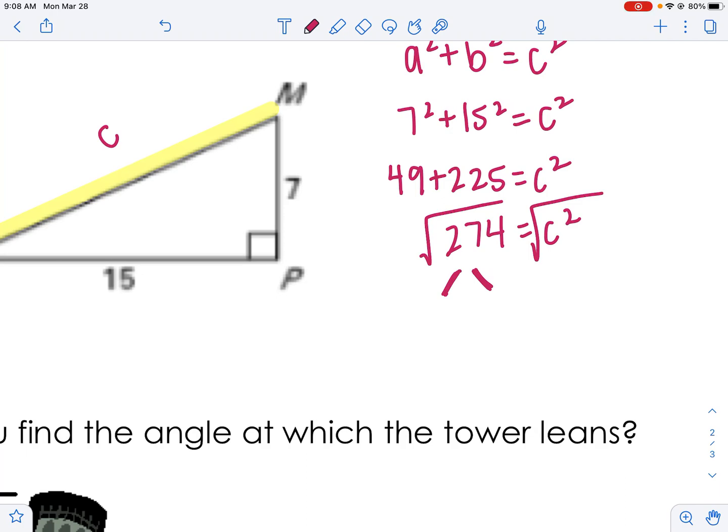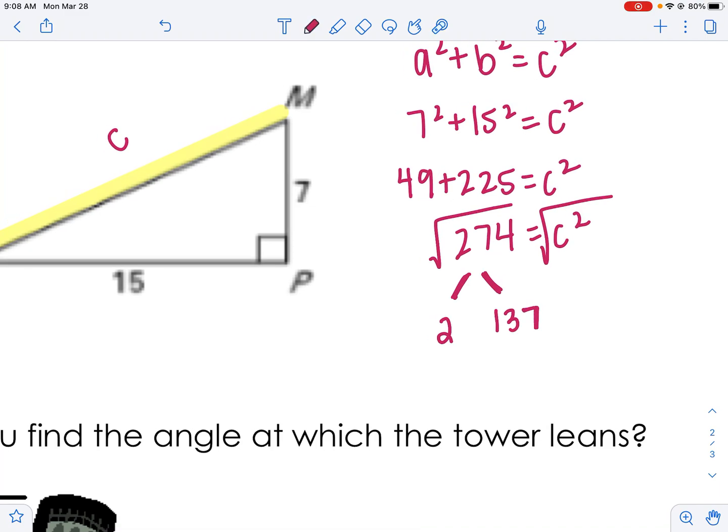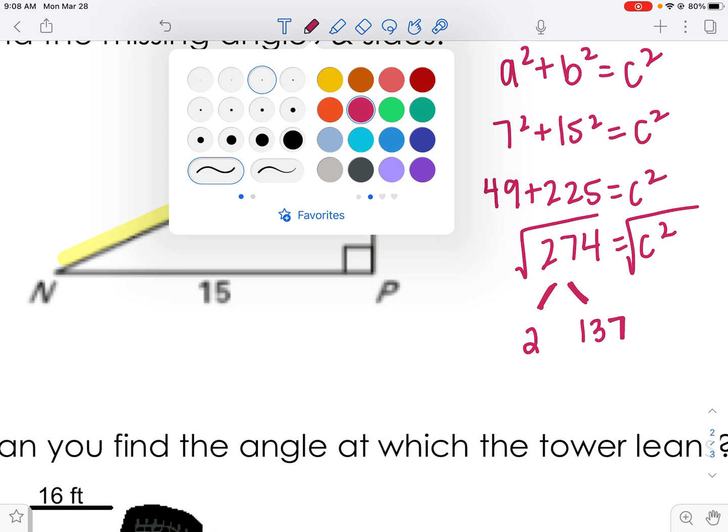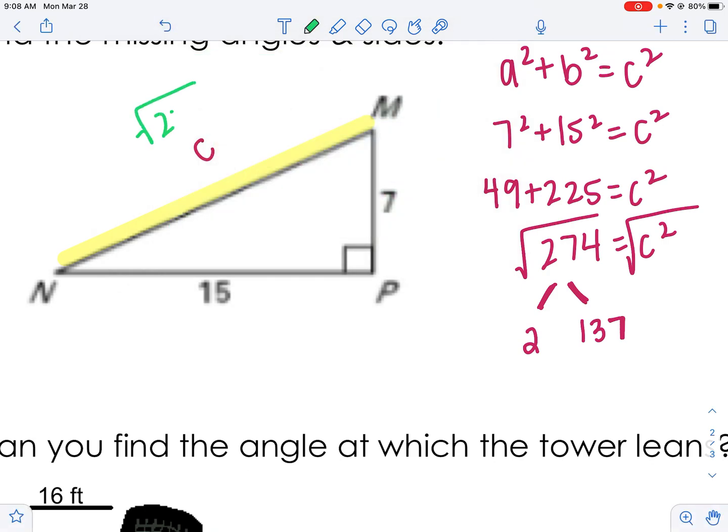But I'm going to go ahead and put this in radical form. So if I square root both sides for some practice, I'm not going to say 16.55. I'm going to put it in radical form, which means that I need to break down this radical. So 274 is 2 times 137. And then I'm going to see if 137 breaks down. Trying a few different things, it doesn't. 2 doesn't break down at all, and 137 doesn't break down at all. So I'm actually just going to leave my answer as the square root of 274.